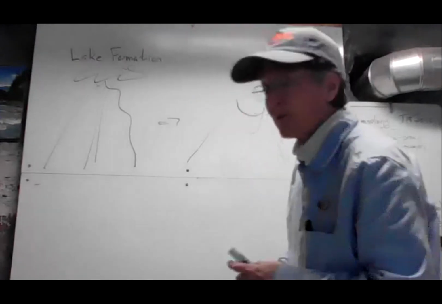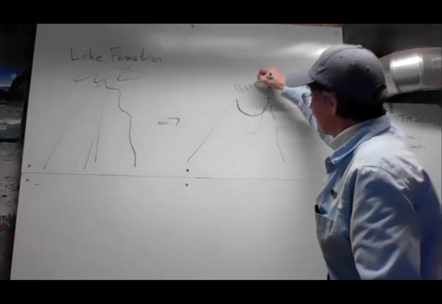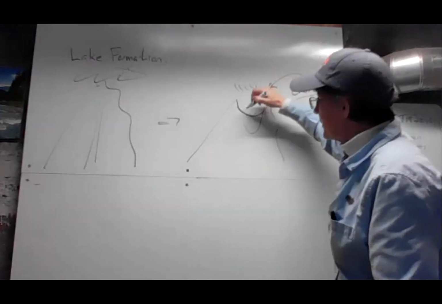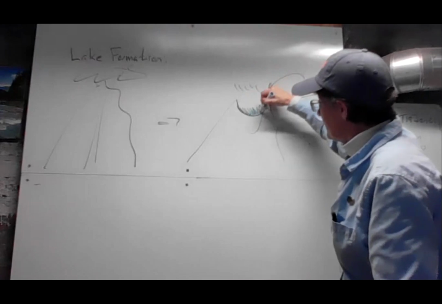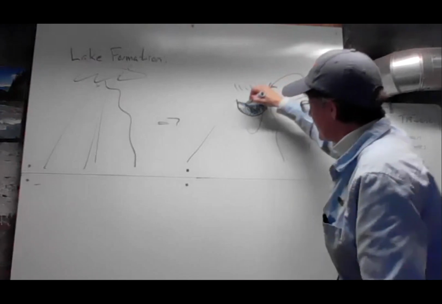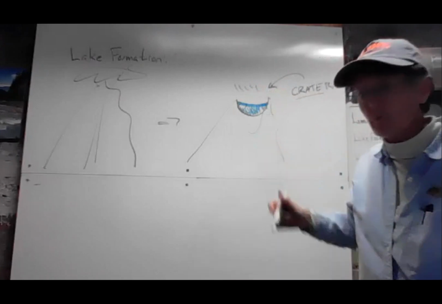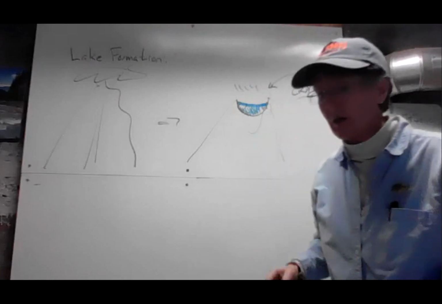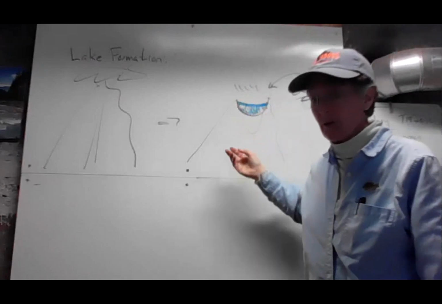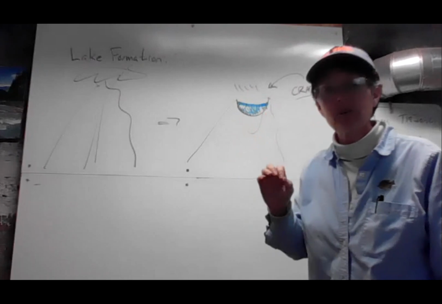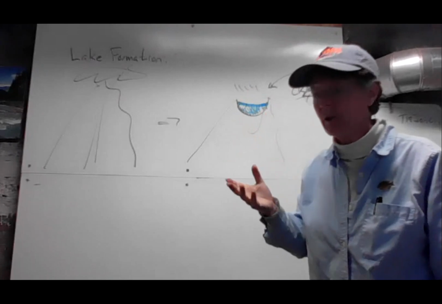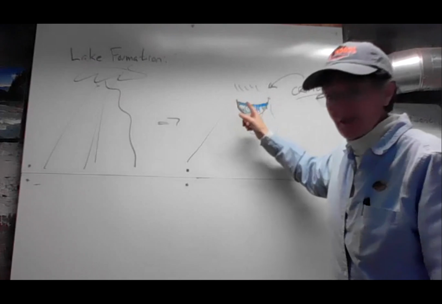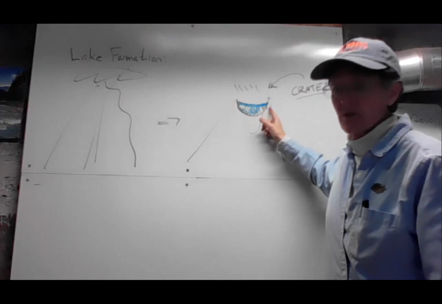But if the rain falls, the depression will fill, and you end up with a lake. These lakes are pretty special, and sometimes they are very, very deep. Often they have very, very clear water because they have just the tiniest of watersheds.